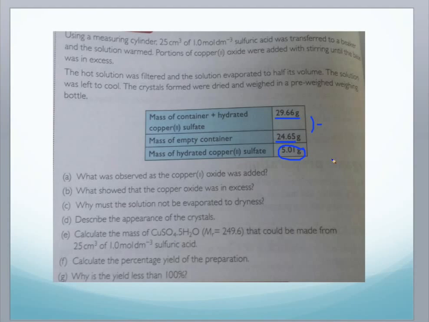Question C, why must the solution not be evaporated to dryness? Because we're trying to get a hydrated copper 2 sulfate. So if we evaporate it to dryness, then the anhydrous salt will form, which is anhydrous, meaning that it has no hydration, meaning that there is no water. So that would defeat the point of the experiment.